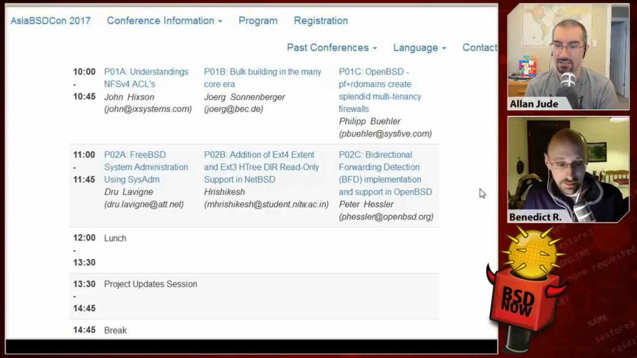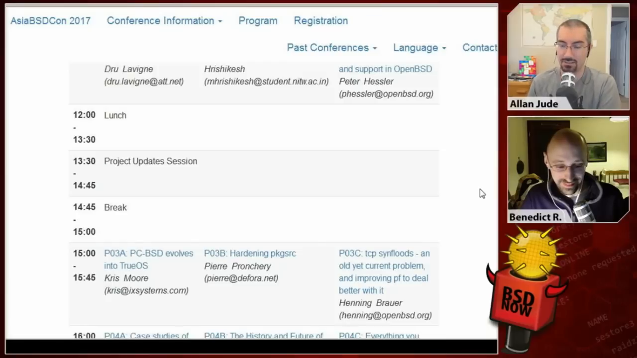John Hixson gave his talk about how to actually understand and use NFSv4 ACLs. So you can check out the slides for that if you're interested. Jörg Sonnenberger from NetBSD gave a talk about how to bulk build packages in the many-core era. Now that even the embedded ARM things have multiple cores, it's different challenges for building packages. And then Philipp Buehler talked about how to use PF and rdomains to create multi-tenancy firewalls.